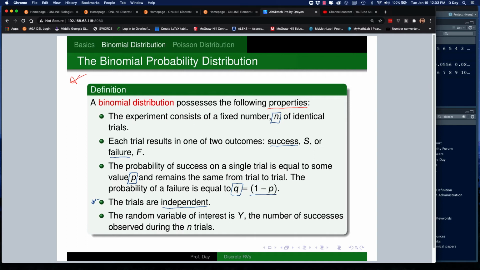And the last thing here is that the random variable of interest is capital Y, and this is basically saying that capital Y defines the number of successes observed during the N trials. So that's what will be of our interest when we're talking about binomials, the number of successes we see.